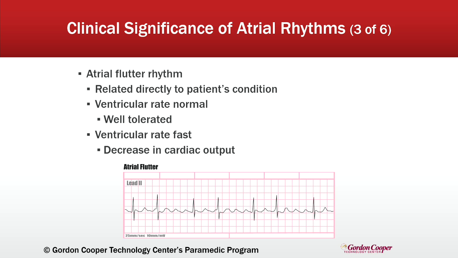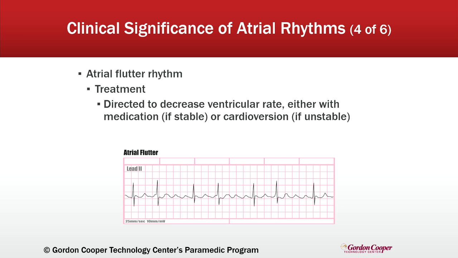So 100 to 150 or even higher. This can lead to a decrease in cardiac output because the ventricles don't have enough time to fill properly before contracting, which can reduce the effectiveness of the heart's pumping action. Now, if the ventricular rate becomes too fast and uncontrolled, it can lead to symptoms like dizziness, weakness, shortness of breath, because we have that decrease in cardiac output like we talked about before.